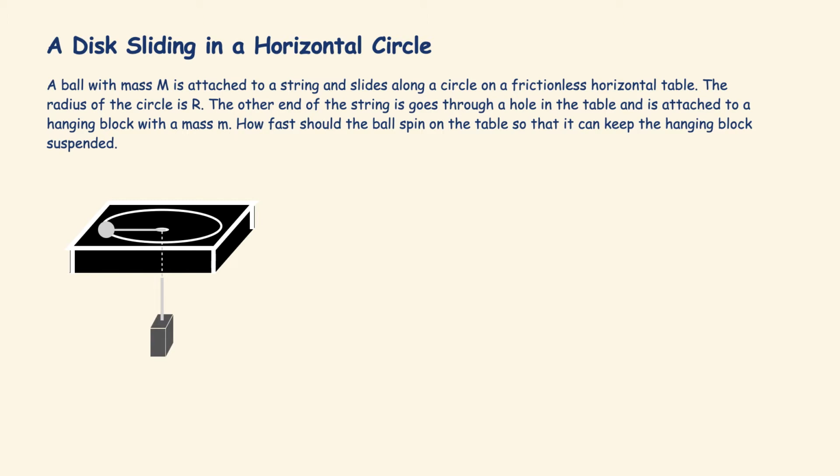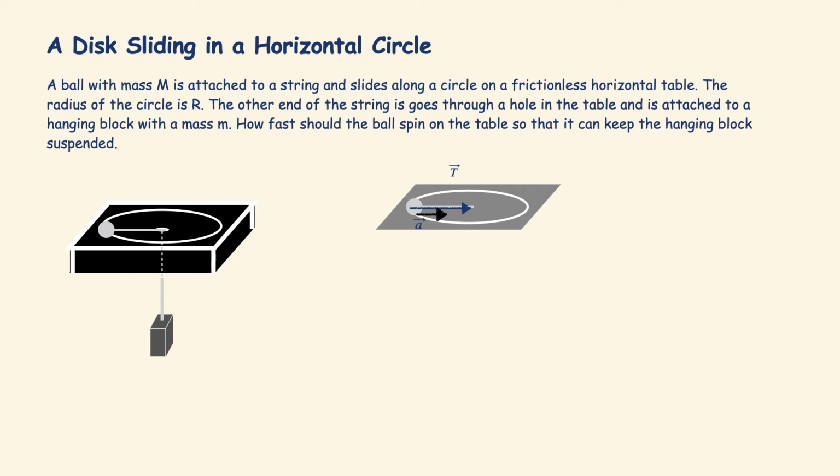The question in the problem will be how fast should the disc or the ball spin on the table so that it can keep the hanging block suspended, or prevent it from falling down. So let's look at the ball on the horizontal table first. Here's the ball. There's a string that provides tension and keeps the ball along the circular motion. Here's the vector for that tension. And of course, that tension is the only force acting in the horizontal plane, given that the table is frictionless.